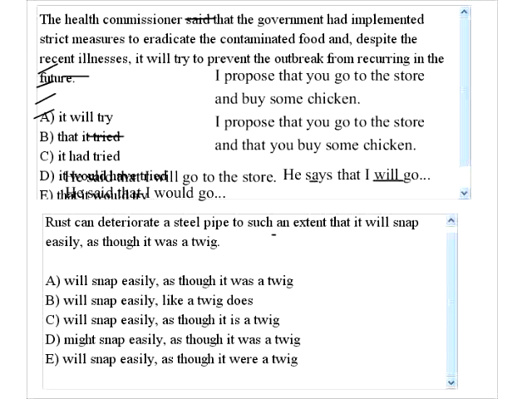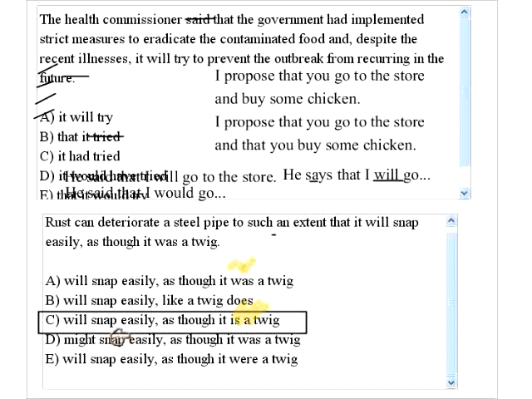And then the answer to the last one, sorry, I need to jump. As I said, I need to go at 6 because I immediately teach more at 6. The answer is, again, E. Rust can deteriorate a steel pipe to such an extent that it will snap easily. We do want the future. And the bigger issue here between these other ones is the was and were. This is the subjunctive. I thought we might want to look at one subjunctive.